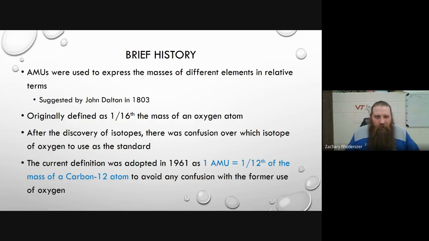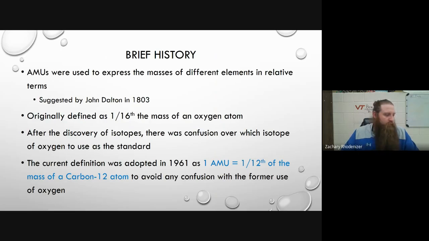Now, we really didn't go into any details, so just some brief history to help you understand the difference. John Dalton suggested the ability to relate different masses of different elements using this thing called the AMU, the atomic mass unit. He initially used 1/16 the mass of an oxygen atom as the standard. So you would just compare things to oxygen. Hydrogen, which is 1 AMU, is 16 times lighter than oxygen.